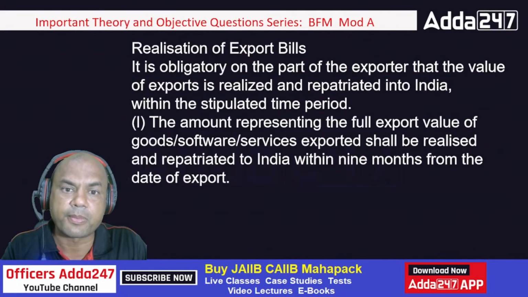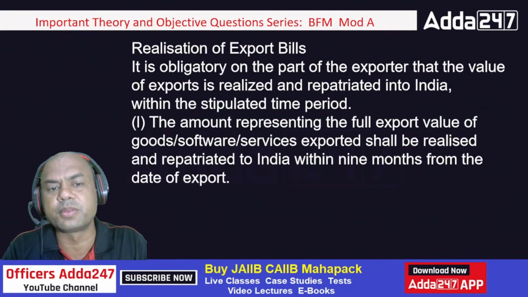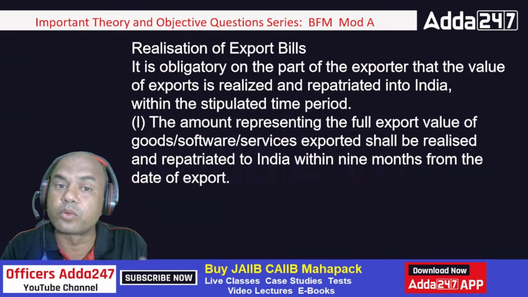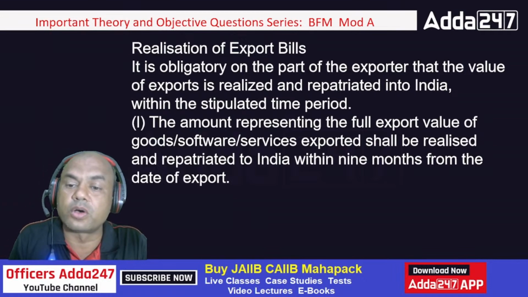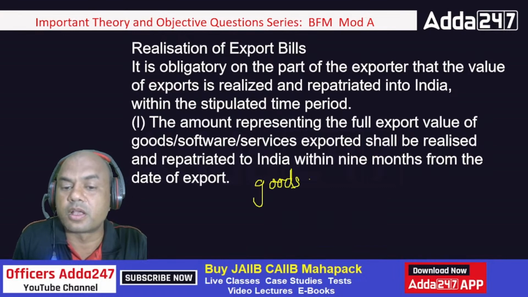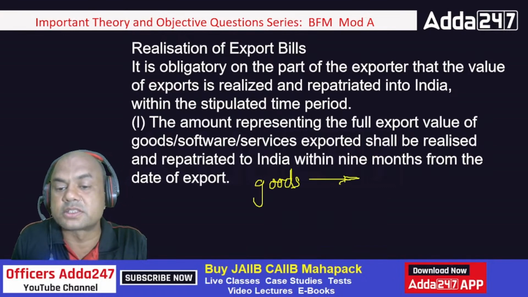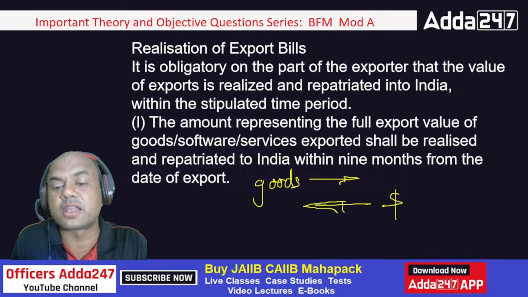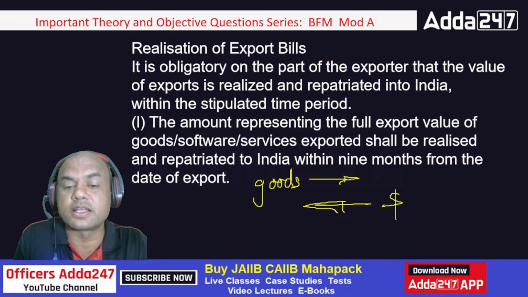Now, realization of export bills. Realization means what? As I told you earlier, goods go out, and what happens? Dollars come in. So these dollars coming in is known as realization. Realization means actually getting the money.